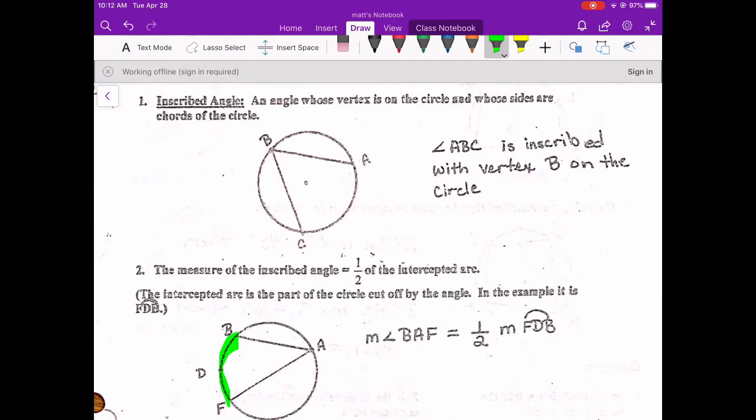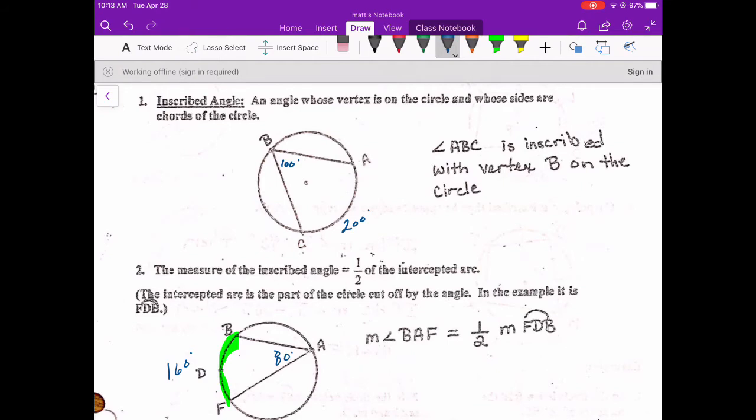So if I told you that the measure of this angle here was, say, 80 degrees, the arc is twice as big, so 160 degrees. If I go the other direction and I told you that the arc was 200 degrees, then this angle would be 100 degrees. All right, so that's how that's going to work. The arc is twice as big as the inscribed angle. The inscribed angle is half the measure of the intercepted arc. So make sure you make that connection.